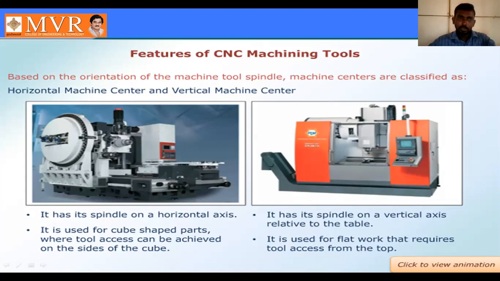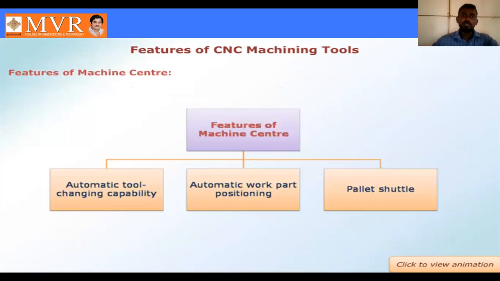Another topic: the features of CNC machine tools. Generally we have three types. The first one is automatic tool changing capability, the second is automatic work part positioning, and the third is pallet shuttle. These are the features of machine centers.